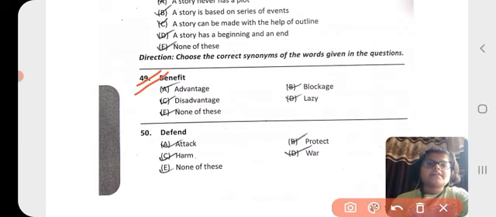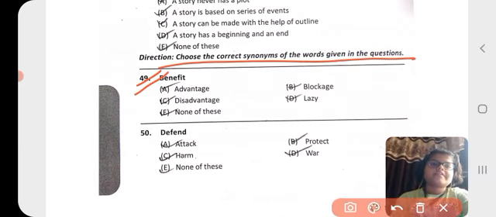Question 49. Choose the correct synonyms of the words given in the questions. Benefit will be advantage and different will be protect.